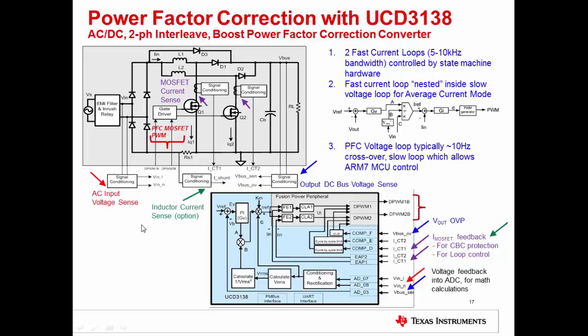So, in summary, in this example, the UCD controller is controlling two fast current loops of a few kilohertz bandwidth controlled by the state machine hardware. Furthermore, the current loop is nested inside a slow voltage loop which helps to achieve average current mode control. The current loop is implemented in hardware, while the voltage loop, being a slow loop which is typical for power factor correction converters, with only tens of hertz crossover frequency, can be implemented using the ARM7 MCU. So this is an example where the ARM7 processor can be used to implement a slow power supply function.